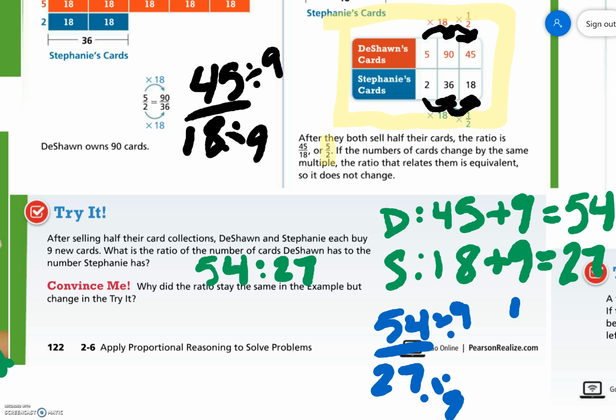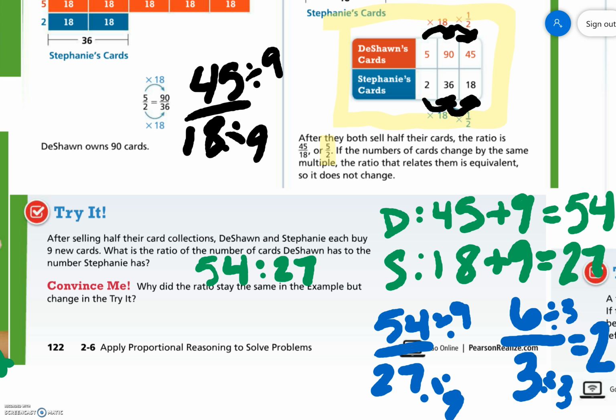54 divided by 9 gives me 6. 27 divided by 9 gives me 3. Oh, I can reduce again by 3. So that is 2. That is not the same ratio we had before.